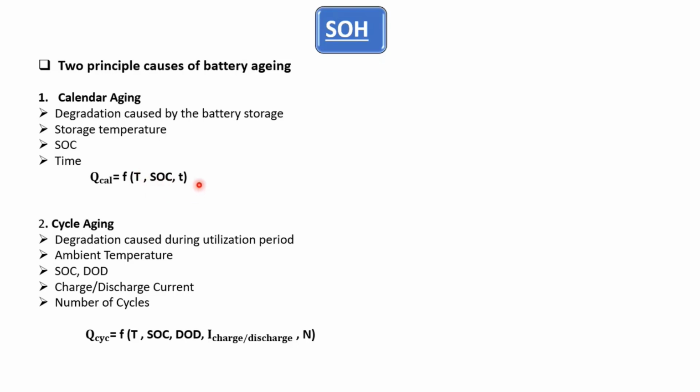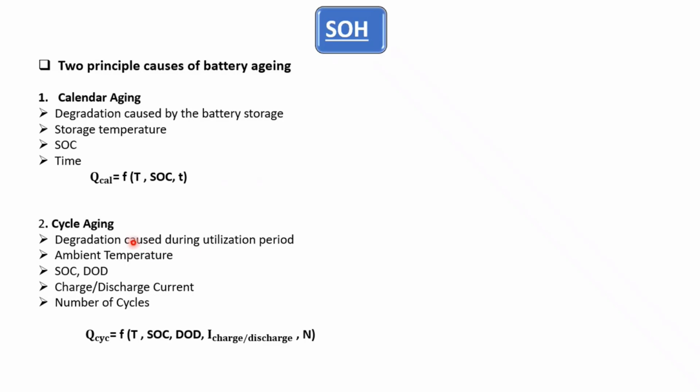Like if we assume that one particular battery pack we have brought, and it is at 80% SOC, and I kept it for 30 days at X temperature. Now after 30 days, how much amount of charge is left? That is what calendar aging is telling, and how much chemical reaction has taken place.